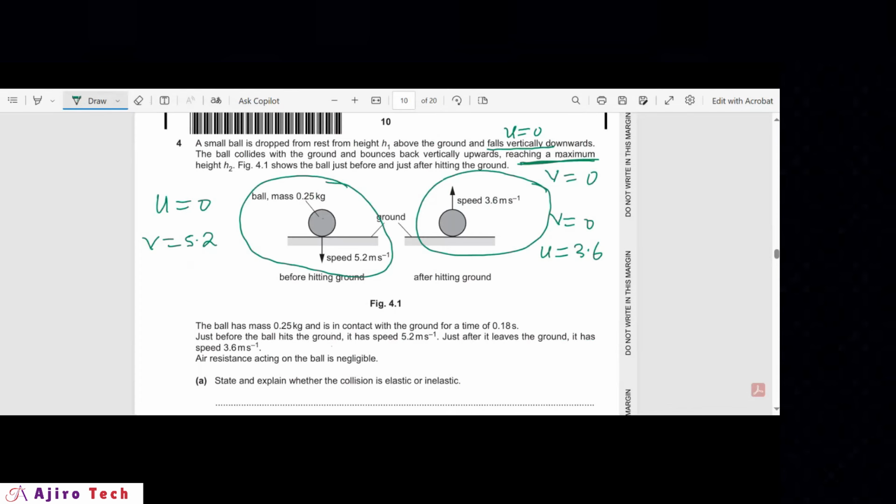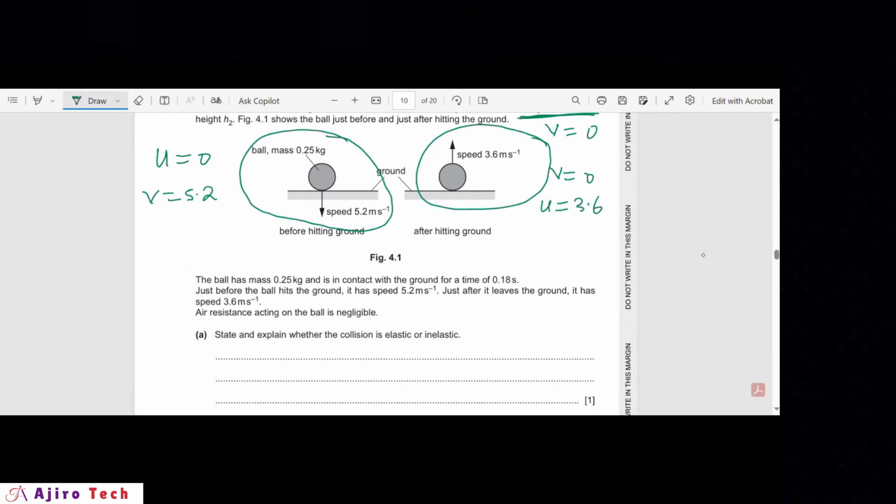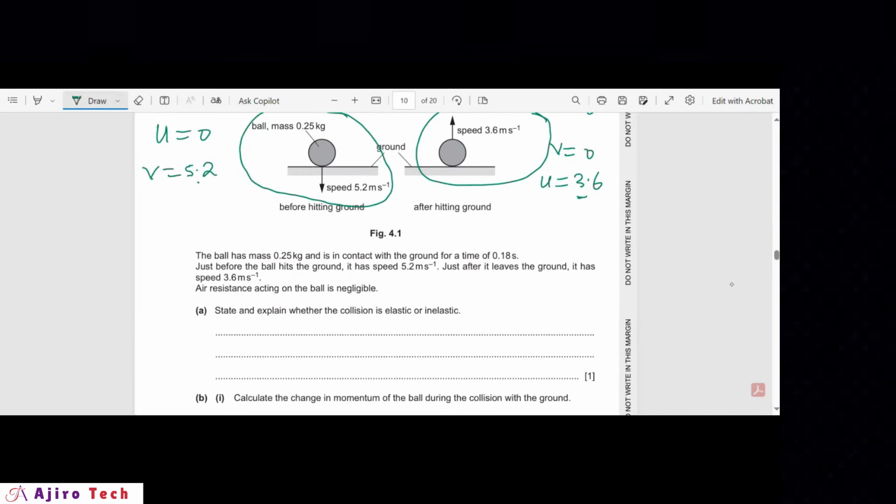So automatically it's going to be, relative speed of approach and relative speed of separation. We can use that or kinetic energy. Automatically it's going to be inelastic. Why? Because the same mass, the same object, kinetic energy, which is mv squared over 2, can never be equal. Look at the V of this one. We are using V as 5.2. Here is going to be our V, 3.6. Automatically, kinetic energy can never be equal. So that's going to be inelastic.